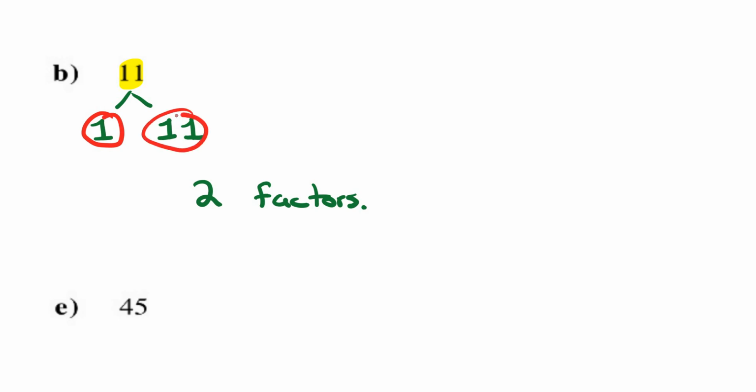For letter B, the whole number given to us is 11, and this is a prime number. There's only one combination that I can think of in terms of numbers that multiply to 11, and that's just 1 and 11. If I draw a tree diagram here, two numbers that multiply to 11 are 1 and 11. So there are 2 factors here, 1 and 11, and both of those numbers divide evenly into 11.